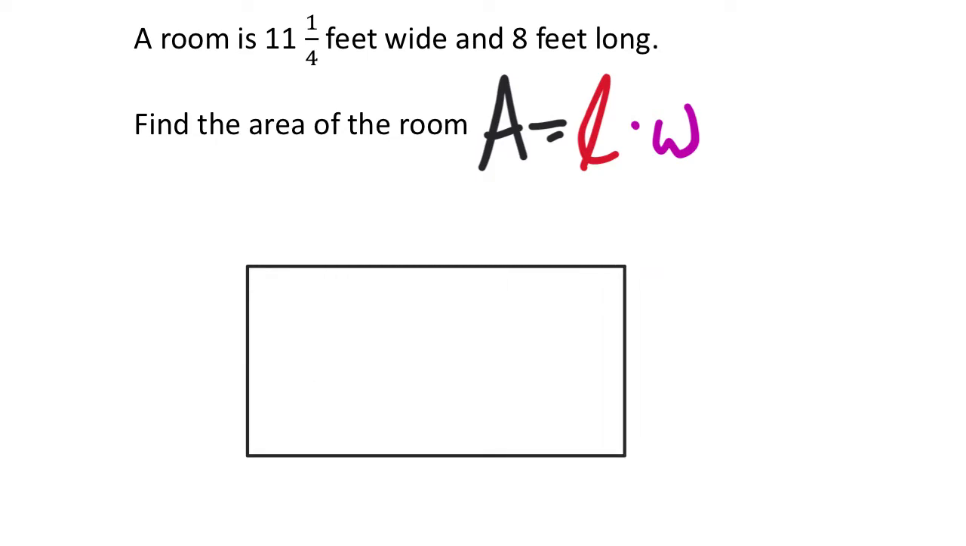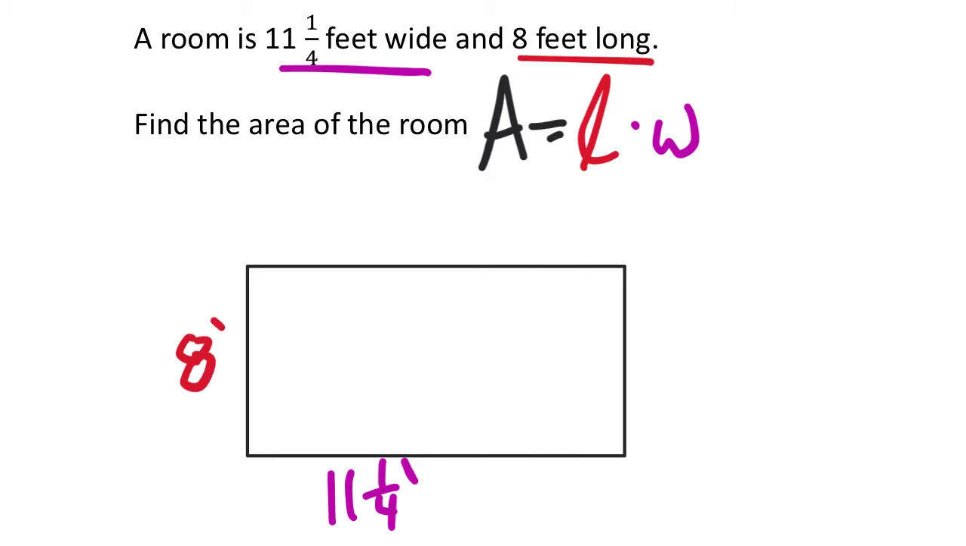So this is a rectangular room, and this is not proportional, not that it has to be, but it says that it's 11 1/4 feet wide. So there's my width right there, 11 1/4 feet, and then the length, 8 feet. I know I've drawn that modeling of it, but it's not really required that you do. So if you want to find the area, we're going to take the length, which we know is 8, and multiply it by the width, which is 11 1/4.